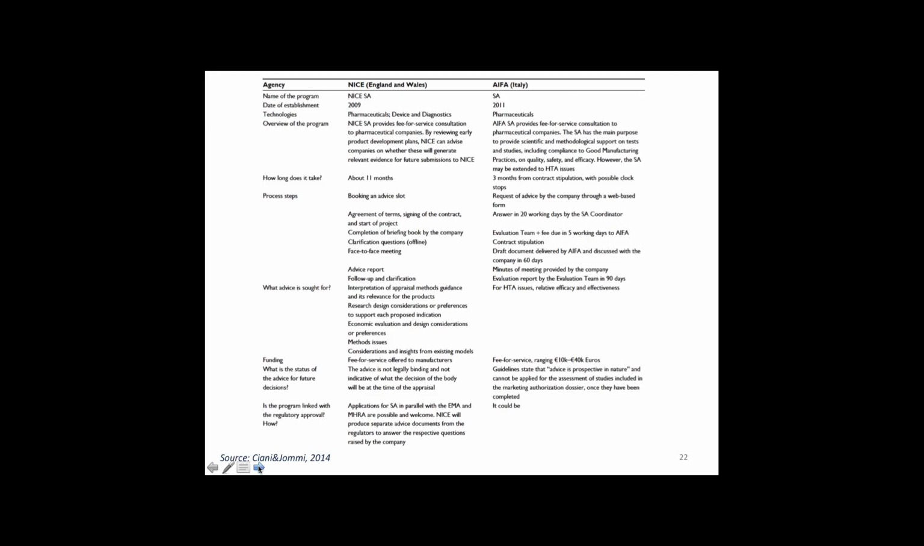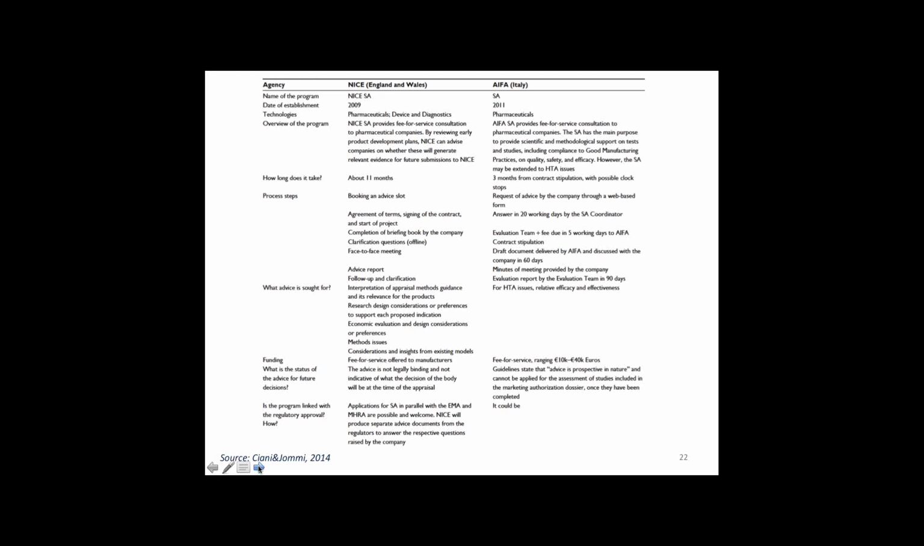Some reimbursement agencies have set up in recent years what is called a scientific advice service to pharmaceutical or medtech companies in order to outline, for specific submissions, the expected evidence base that could lead to optimal market access outcomes. For instance, the National Institute for Healthcare Excellence in England and Wales was the first agency to set up this service in 2009, and this table compares the NICE experience with the Italian Drug Agency experience. Again, the full table is available in the paper if you can't read this slide.